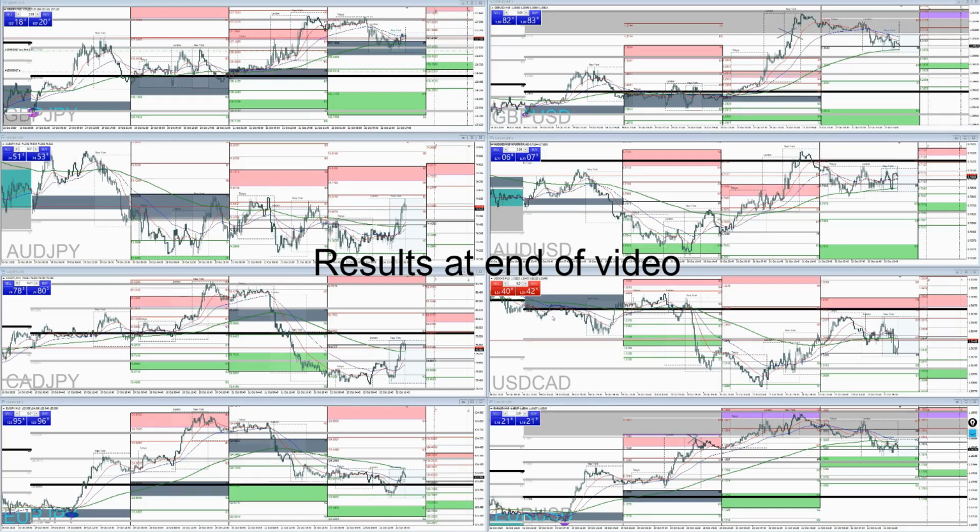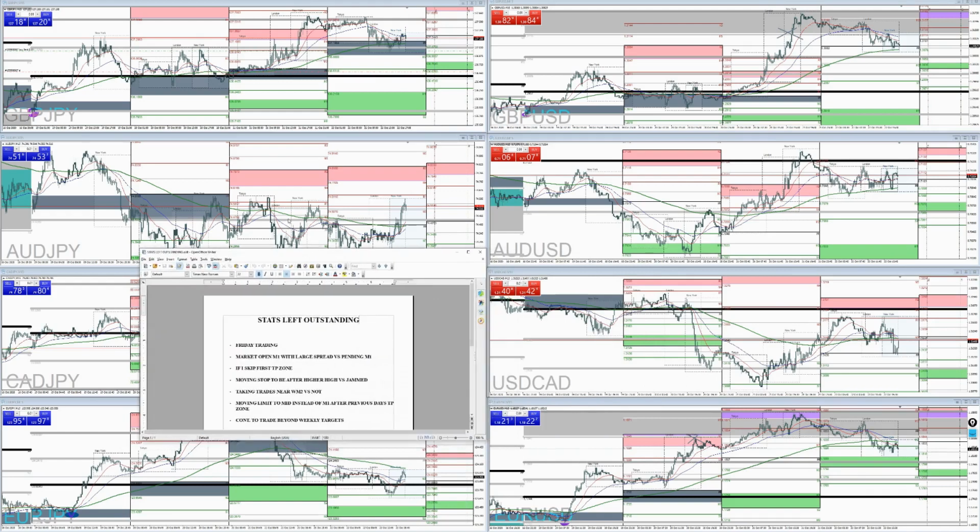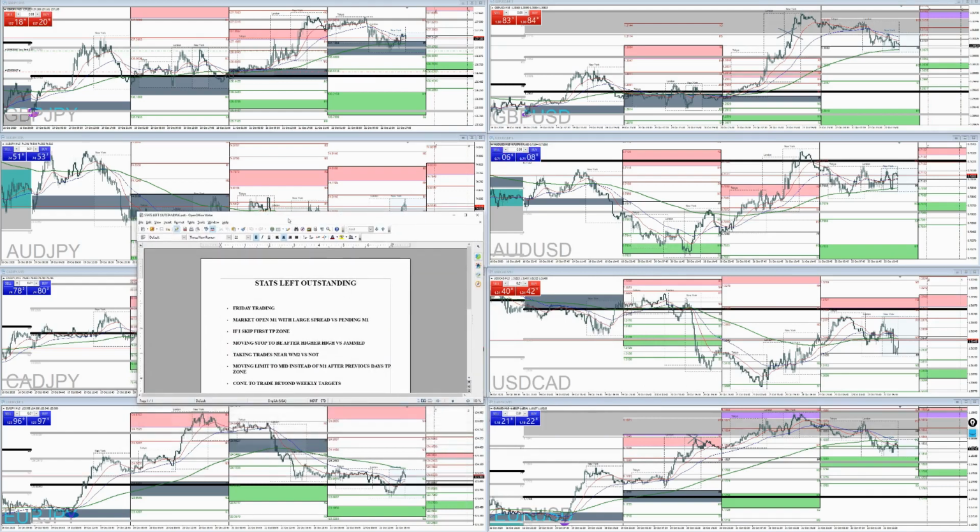Okay, so in this recording, we're going to be refining the trading system that I have a link in below of the finalized version with all the refined stats.